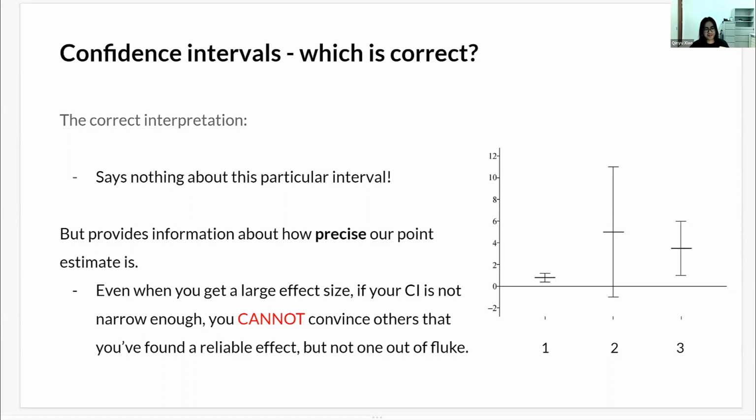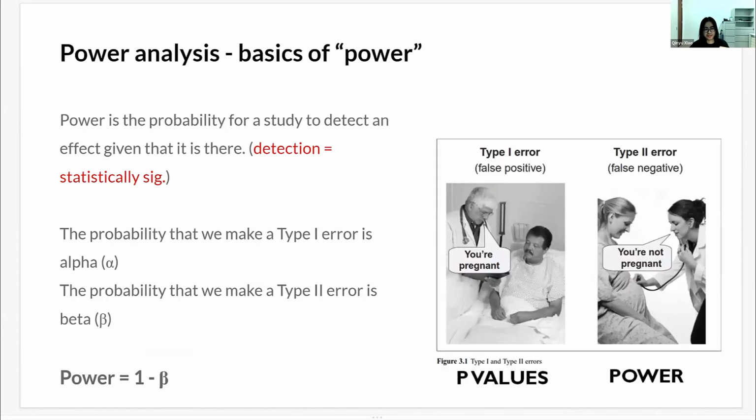After confidence intervals, we'll get to power analysis. First, the basics of power. Power is the probability for one study to detect an effect given that it is there. So there is an effect, there is a difference between two groups, and the probability that my study is going to detect this difference. And by detection, we mean we get a statistically significant result.